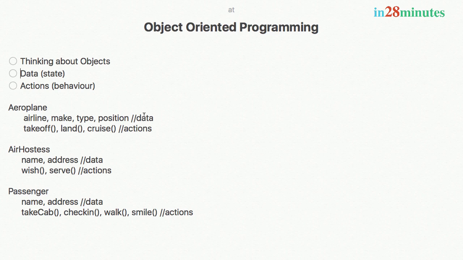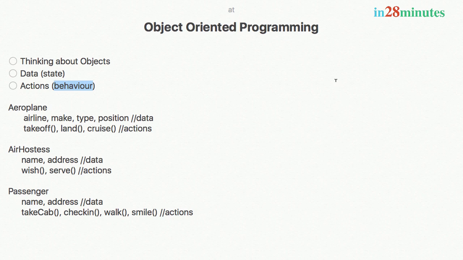The data that an object might contain is also called state of the object. The state of an object can change over a period of time. The position of an airplane now is different from the position of an airplane maybe after an hour. The actions that can be performed on the object are also called its behavior. In summary, the big picture is this. Structured programming is all about thinking about procedures or methods.